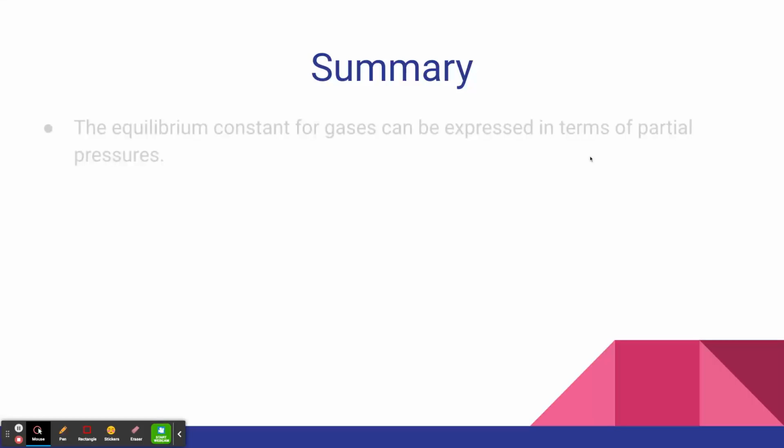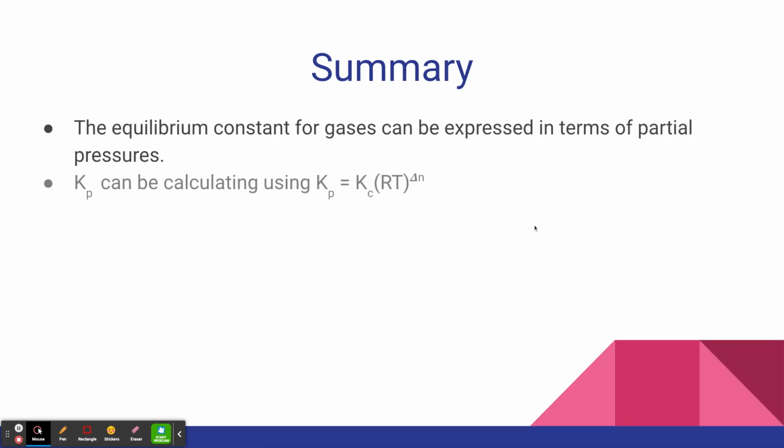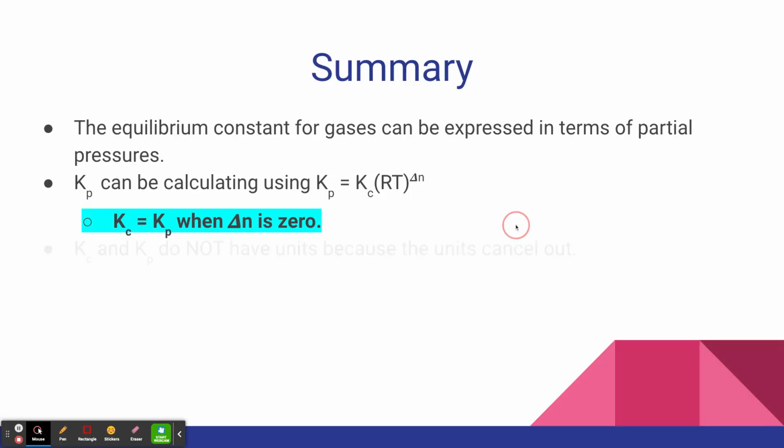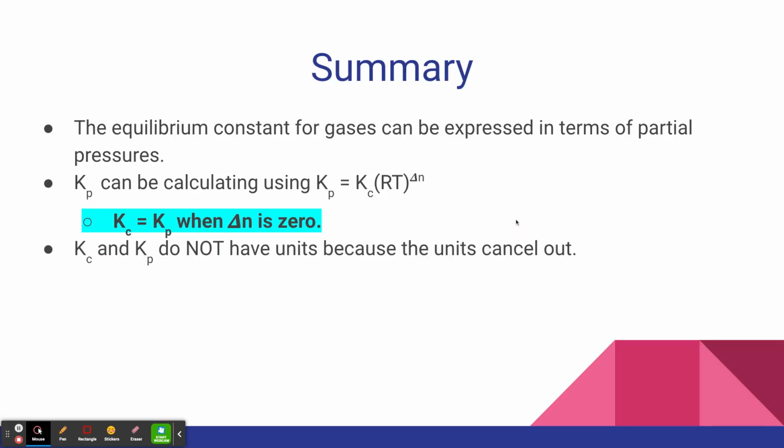So, in summary, the equilibrium constant for gases can be expressed in terms of partial pressures. Kp can be calculated using Kp equals Kc times RT raised to the delta n power. When Kp is equal to Kc, that's when delta n is 0, okay? And Kp and Kc do not have any units because the units will cancel out. And notice, guys, that I have avoided talking about units of the equilibrium pressures thus far. And that's the very reason, is that the units do indeed cancel out.